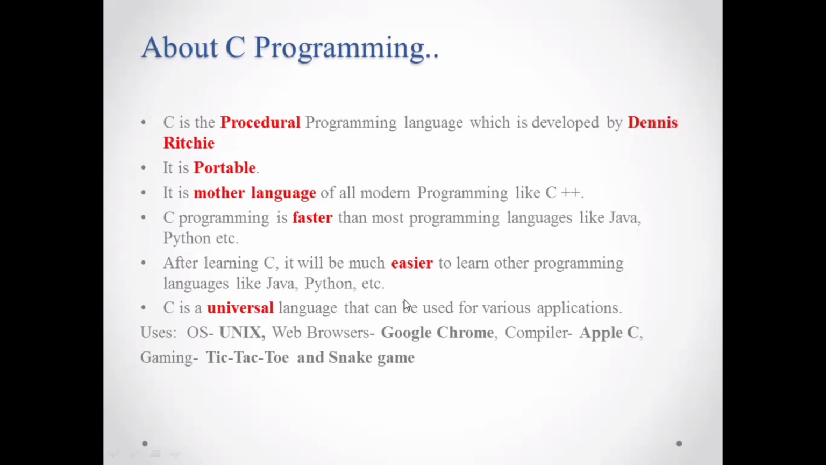Then the last point is that C is a universal language. Yes, because it is used to develop various types of applications. There are many examples of C programming. You can develop the Unix operating system, and Google Chrome is one example developed with C. Apple C is one of the compilers developed with C. You can even develop games like Tic Tac Toe and Snake game using the C programming language.